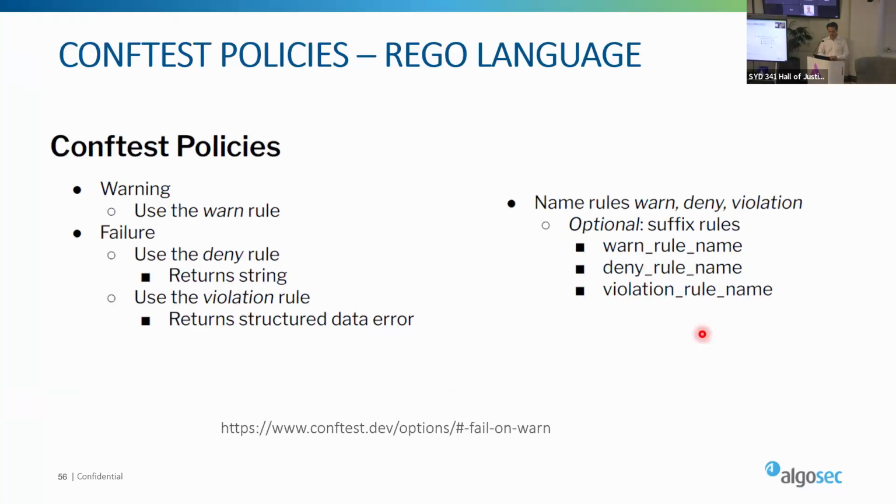I'll quickly go through some conftest policies. OPA has quite a few of them out of the box, and there are quite good examples online. The conftest policy uses warn rules or failure rules, providing you a structured data error and the ability to define what rule is what. So you can say this is a warning rule set, this is a deny, this is a violation rule set. Based on that, OPA or Gatekeeper will know if something should be blocked or not.